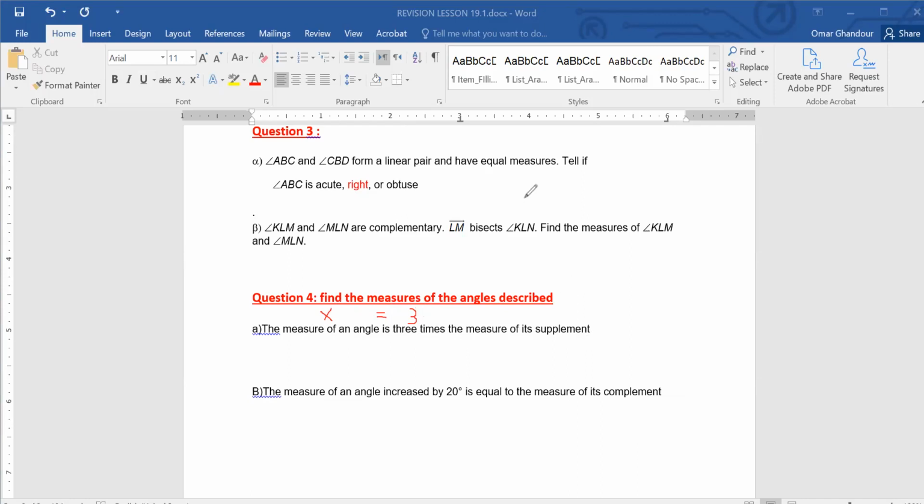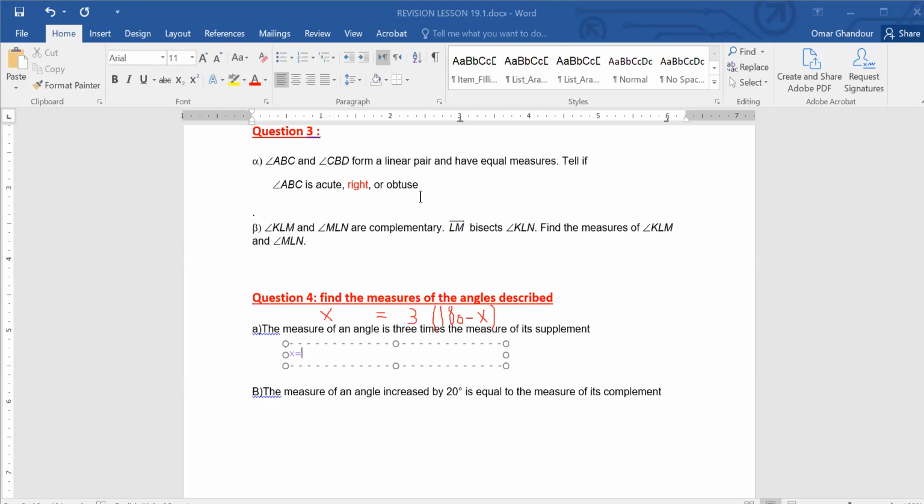What is the measure of the supplement? We just wrote it on the whiteboard. Supplement means 180 minus X. And 3 multiplied by all of this, so I'm going to include this in a bracket. And then you have an equation. Let's solve the equation. Whenever you have brackets, you have to open the bracket.